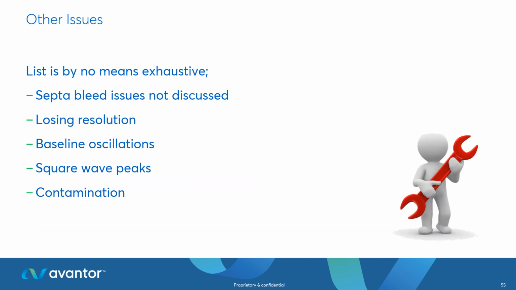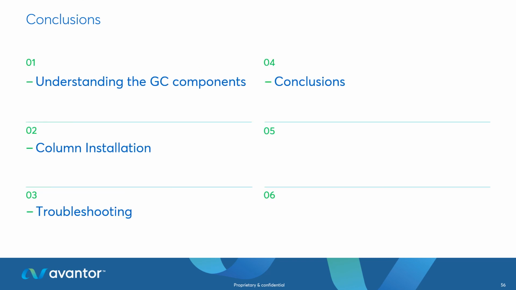This list is by no means exhaustive. There are lots of other issues that I've not yet discussed, and to be honest, I could be here for many more hours going through all the possible items that could happen on a GC. There are other areas in particular I've not discussed but should be thought about very carefully when troubleshooting. So specifically looking at septum bleed, losing resolution, and also baseline oscillations, square wave peaks, and potential for contamination as well. And so that pretty much concludes the presentation.